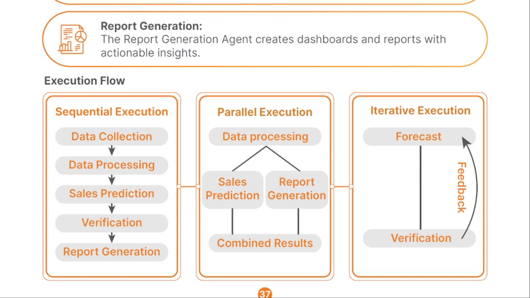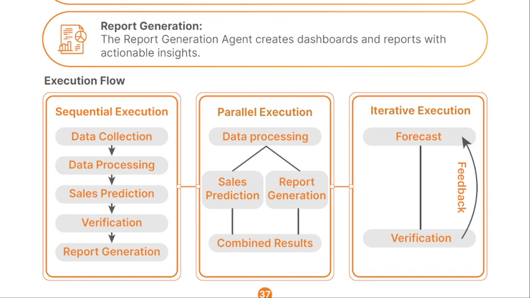Execution flow: sequential execution, parallel execution, and iterative execution. What is sequential execution? They perform tasks in sequence. First, they collect the data. Second, they process the data. Third, they predict the sales based on the data. Then they verify whether the data is correct or not. And last, they generate the reports.